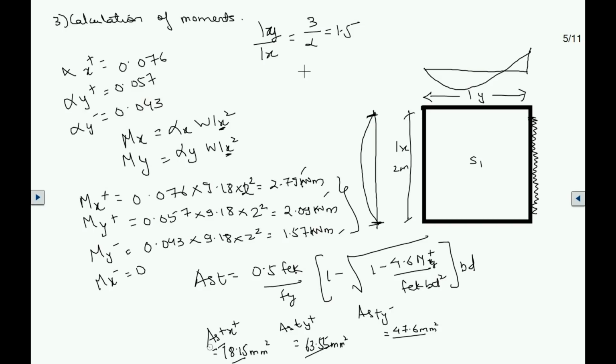So here are the steel: AstX is 78.15, AstY positive is 63.55 and AstY negative is 47.6 millimeter square. Now before you provide the steel for this, you need to calculate the minimum area of steel that is required in the slab, because maybe the Ast minimum will be greater than all of this. If you provide steel for this and your Ast minimum is greater than that, then your slab may fail and it may not be as per the guideline of the IS code.